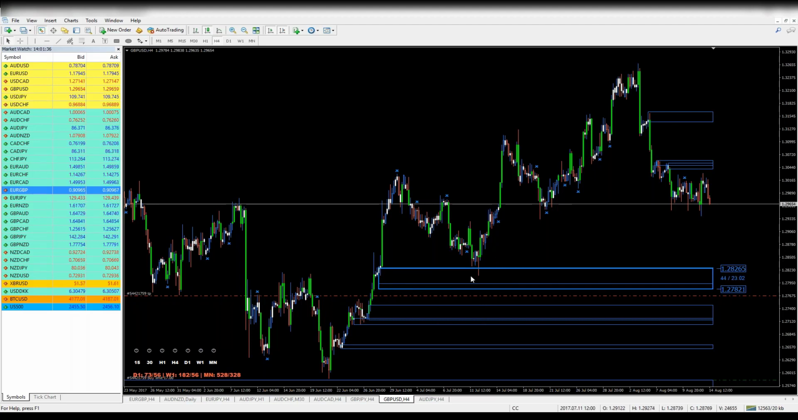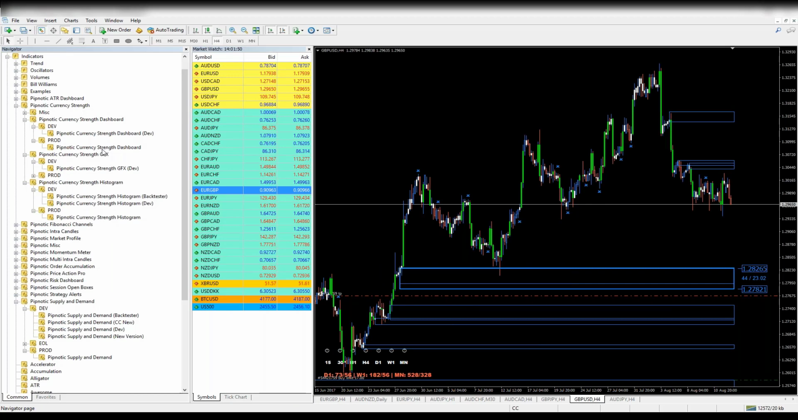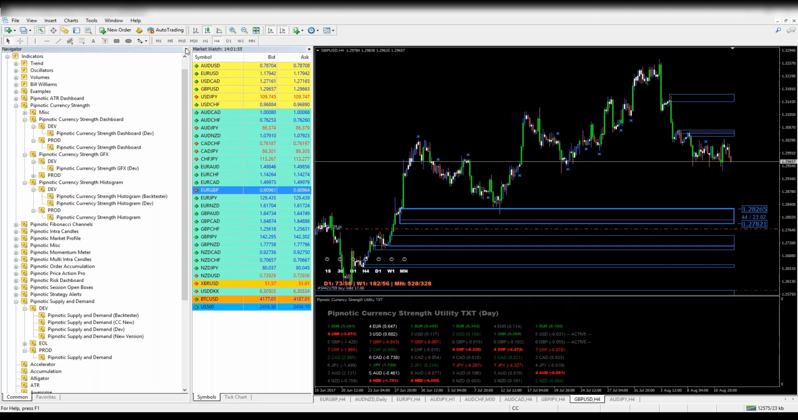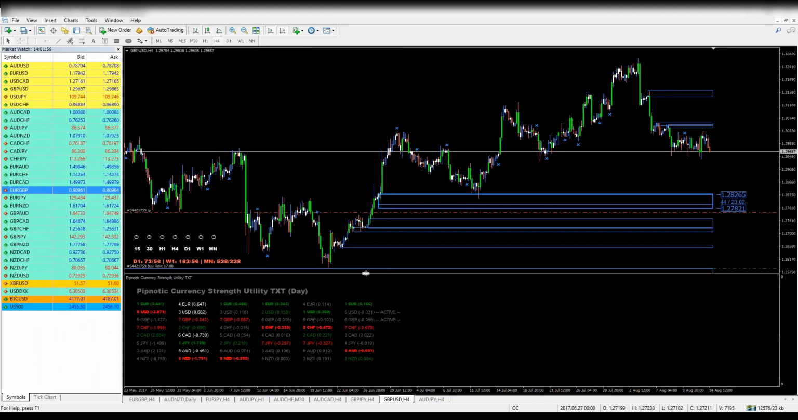This is where I'd use the dashboard to help me assess if this level is going to hold. So I'll wait for price to come down to the area. When I saw the dashboard starting to turn around, we can put that on there quickly. Dashboard. And so I'd want the dashboard to show me that this area is going to hold. So I'd want the pound to pick up in strength and the dollar to decrease in strength about the same time as when price reaches down here. Then I'd feel more comfortable about it.